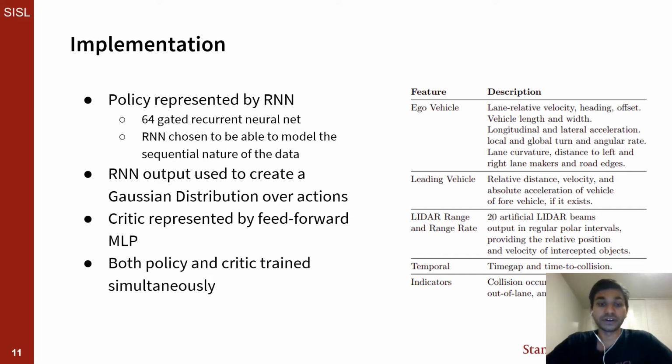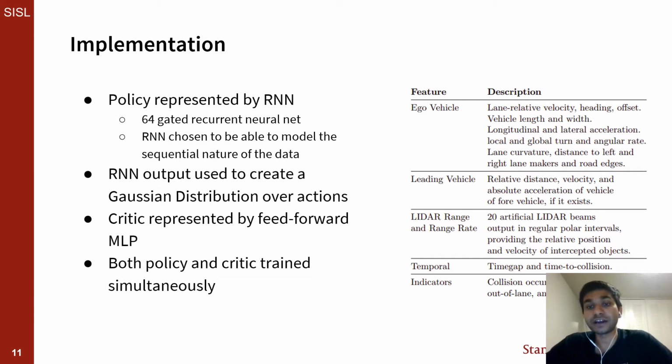The critic, which tries to classify between real and synthetic state action tuples, is represented by a feed-forward multilayer perceptron. And both the policy and the critic get trained simultaneously, so they both play this minimax game against each other and both improve simultaneously. In the table on the right, I'm presenting the features that are provided to the recurrent neural network policy, which inputs these features and accordingly outputs an acceleration and a turn rate command.